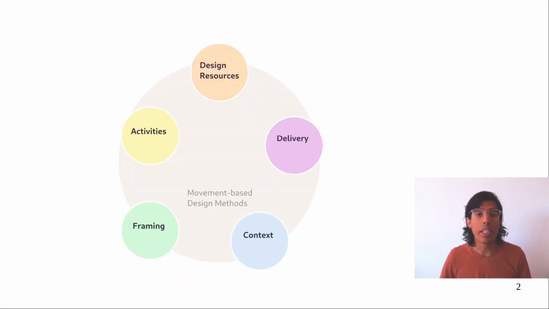In this paper, we characterize movement-based design methods in interaction design, based on a thematic analysis of their use in several projects. We describe the 5 groups of categories we found, which are design resources, activities, delivery, framing, and context, and we focus on design resources, which contains movement, space, and objects.